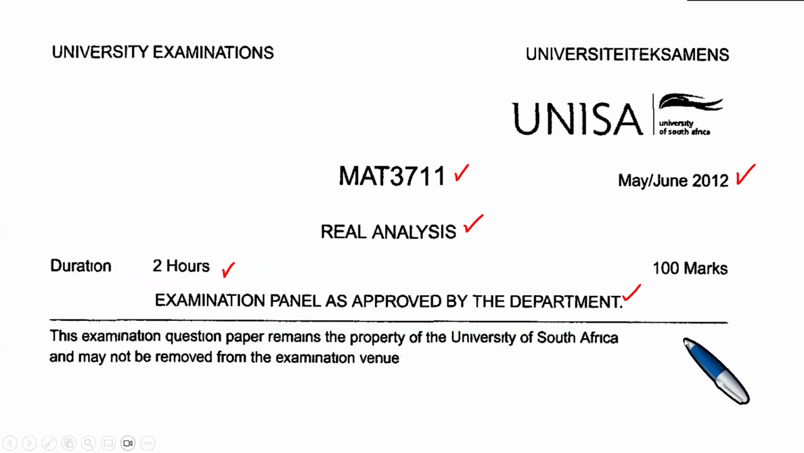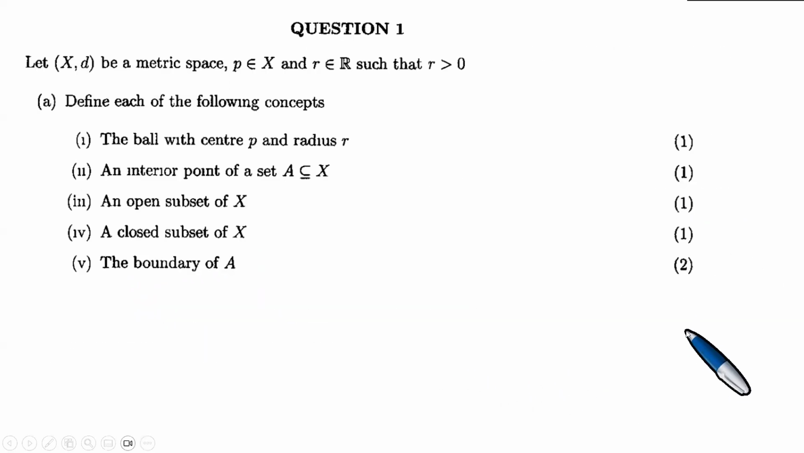This is the May-June 2012 paper. Okay, some of the questions we can quickly look at here without any doubt. For example, we have not defined the following because we looked at the preliminaries last time. Let (X, d) be a metric space, p a point in X, and r be a real number such that r itself is positive. Define the following concept. For instance, the notion of the ball with center p and radius r. Obviously, when they mean the ball with center p and radius r, the understanding is it is an open ball, but not so now.